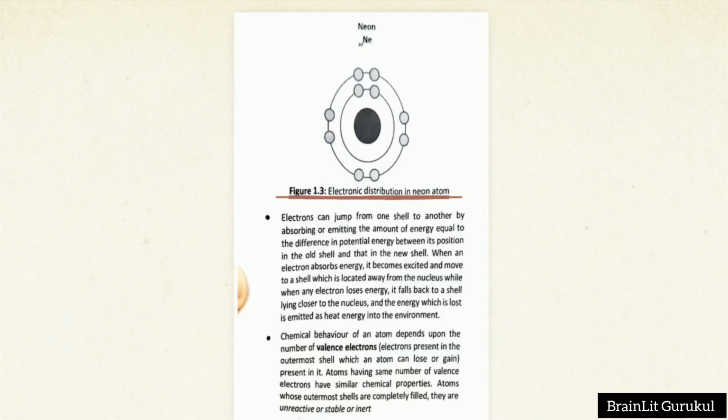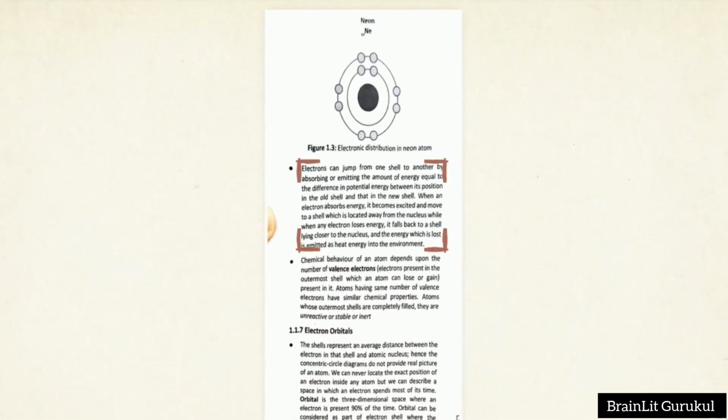Look at this neon atom's electronic distribution. Arranged by the 2n² formula, the inner K shell maximizes at 2 electrons, forcing the remaining 8 into the wider L shell. Absorbing energy excites electrons to a higher orbit. Losing energy makes them fall back, emitting heat.